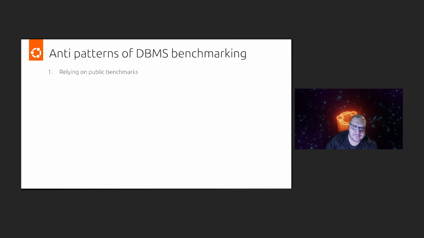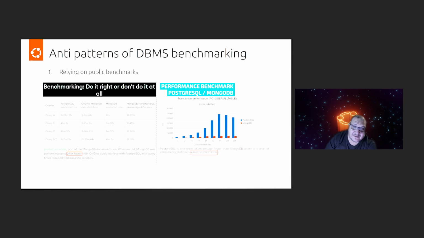So let's start. The first anti-pattern of database benchmarking is really to rely on public benchmarks. And why is that? It's because you cannot, generally speaking, draw any meaningful conclusions from that. If we take, for example, these two benchmarks, the first one at your right, which was done by Ingres and mandated by EDB, it shows that Postgres can be anything between 4 and 15 times faster for the specific test.